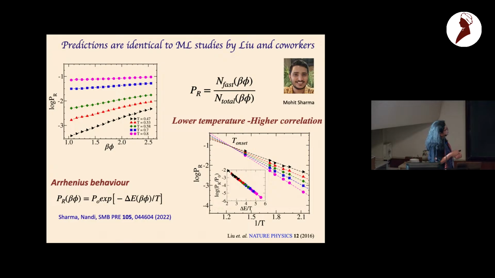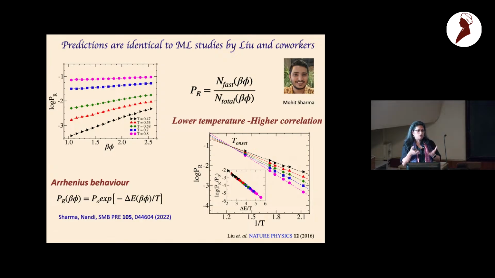Now, the same function can be plotted as a function of temperature. It has been shown that it shows an Arrhenius behavior, and it predicts there is an onset temperature here. This was first predicted by Liu and co-workers, and we could reproduce the same thing. What it tells us is that we are talking about a local caging potential, and the picture of a caging potential is valid only below onset.